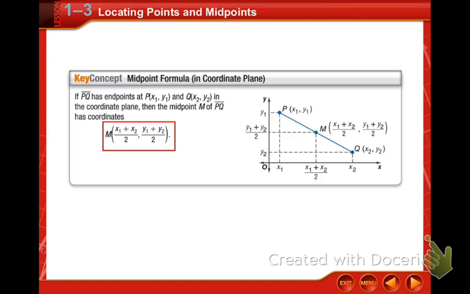Okay, here's our midpoint formula for the coordinate plane. If you're given the coordinates of two points, you just use the x values, add them and divide by 2, so you basically get the average of the x values. Then you do the same thing for the y values, and whatever you get for your two averages is your new point. That's your midpoint.